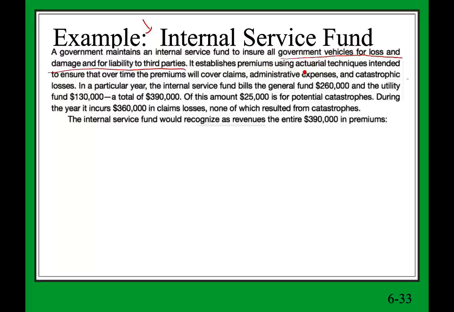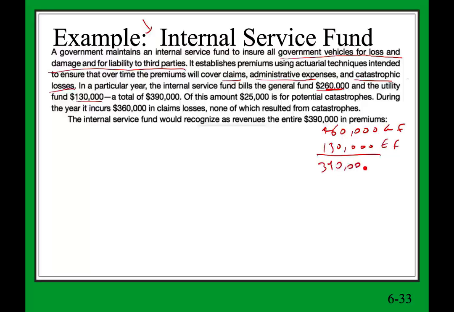It establishes premiums using actuarial techniques intended to ensure that over time the premium will cover claims, administrative costs, and catastrophic losses. So basically they hired an actuary who did a study and said, this is how much it's going to cost you. In a particular year, the internal service fund bills the general fund $260,000 and the utility fund $130,000. This is an enterprise fund, EF. A total of $390,000.